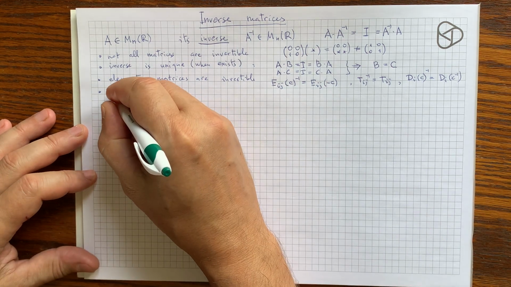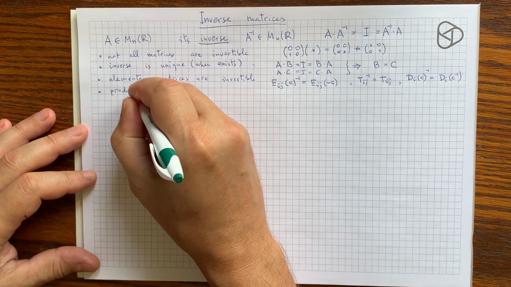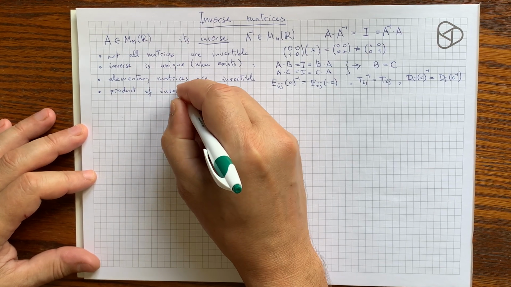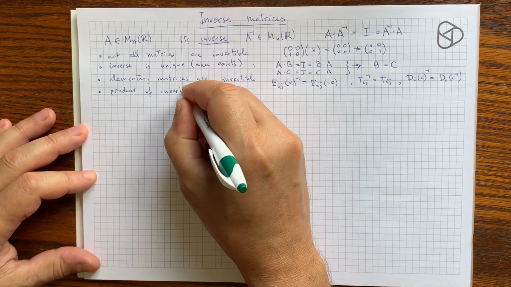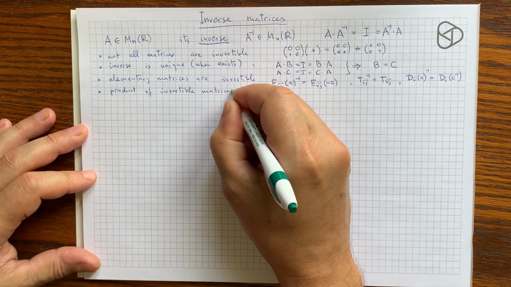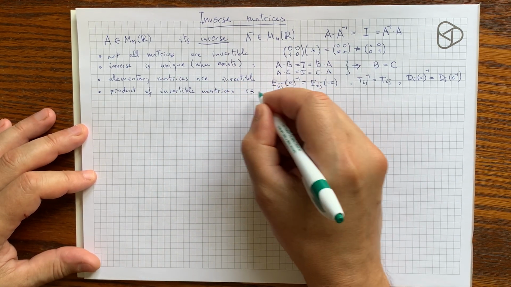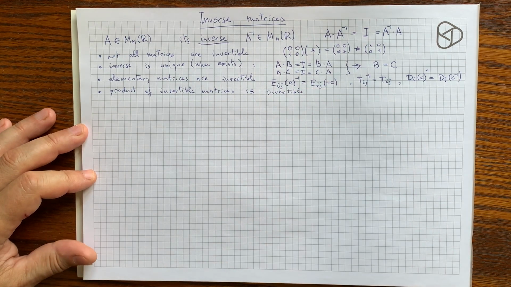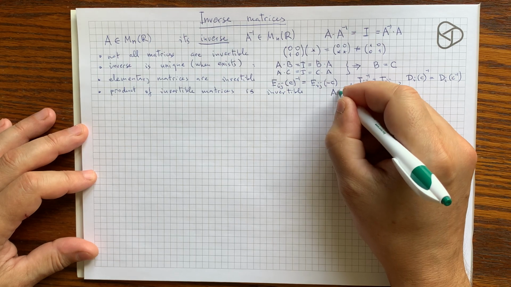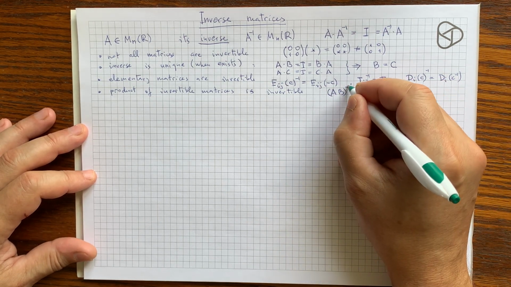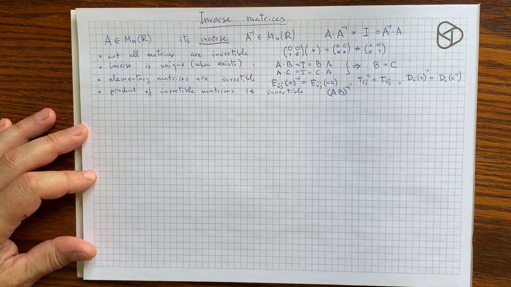Products of invertible matrices is invertible. So if we have two matrices A and B and we multiply them, and if A and B have inverses, then the product will have its inverse.